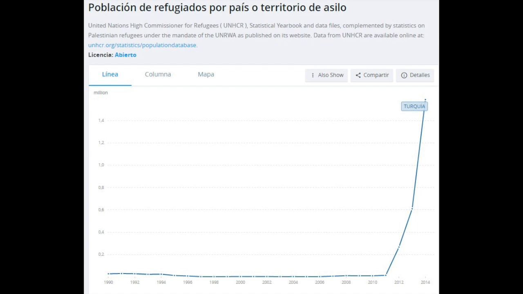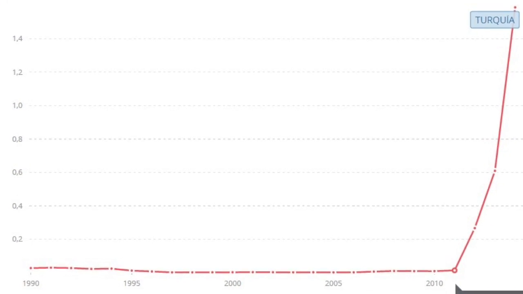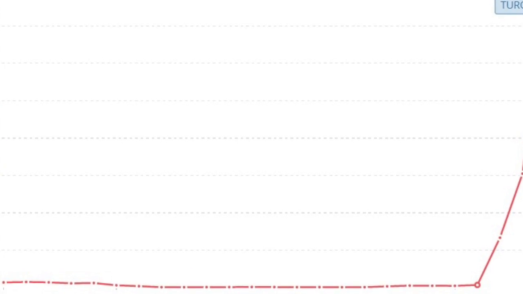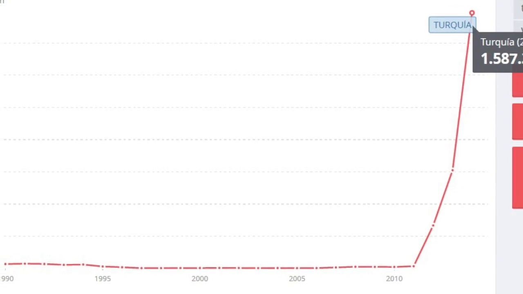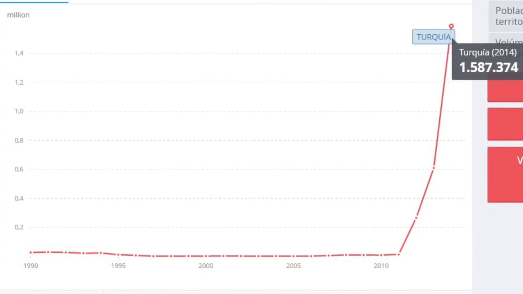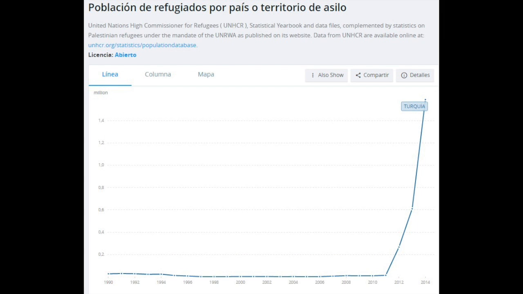For example, in 2011, there were 14,465 refugees, and in 2014 it increased to 1,587,300,174 persons. This is an example of exponential growth.